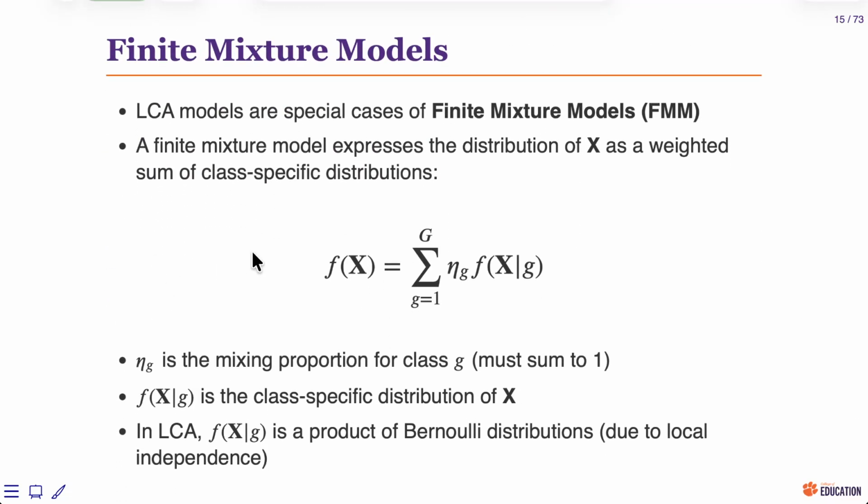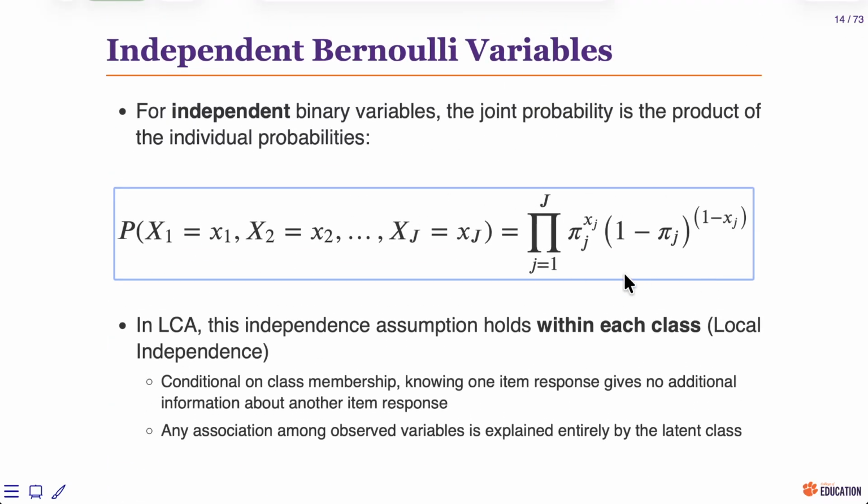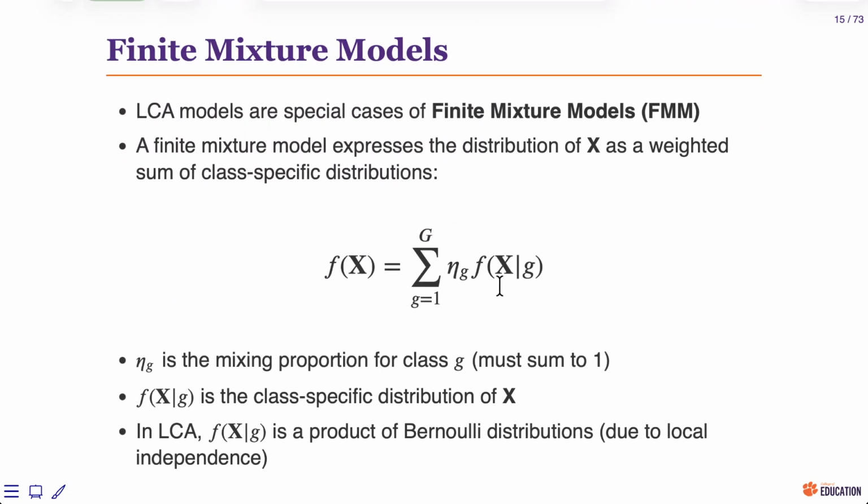Now, the finite mixture model itself takes this Bernoulli distribution, this would be a distribution for one class right here, and inserts it into a larger marginal likelihood function.